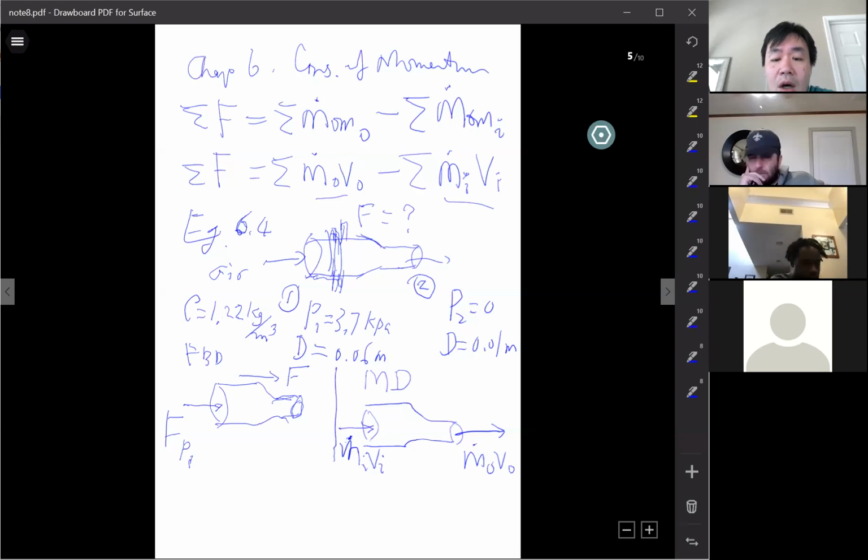So complete the drawings. Don't miss any force, any momentum. The reason I want to draw these two separate side by side is the next step. You need to write down the equation. Very easy. Write down the equation. Put an equal sign here between the two drawings.